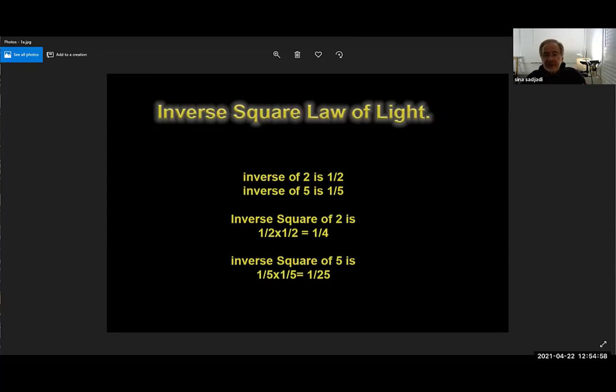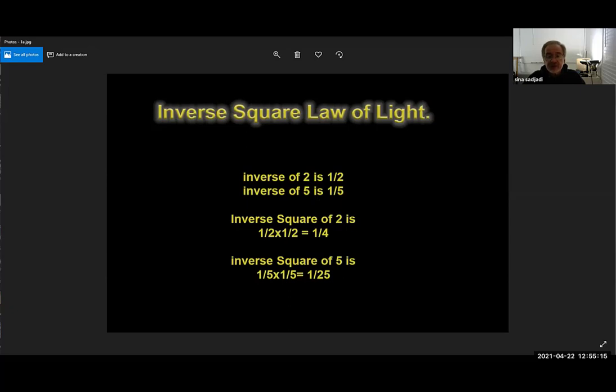So what does that even mean? Inverse square law of light. What is the inverse of something, right? So inverse of something means 1 over that something. So inverse of 2 is 1/2. Inverse of 5 is 1/5, like that.